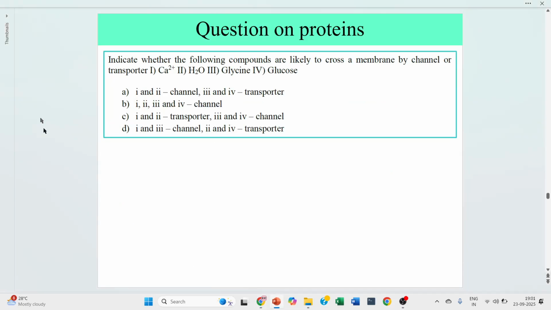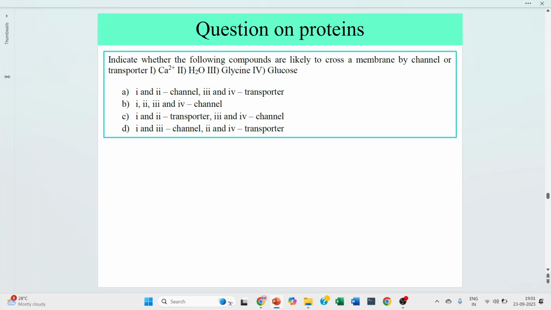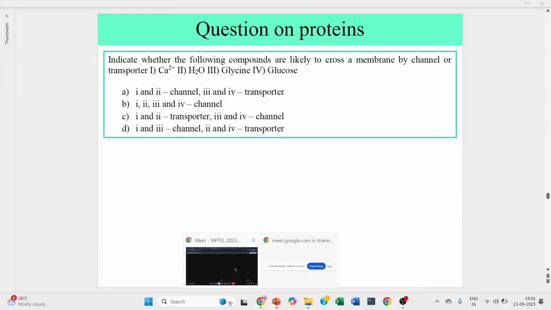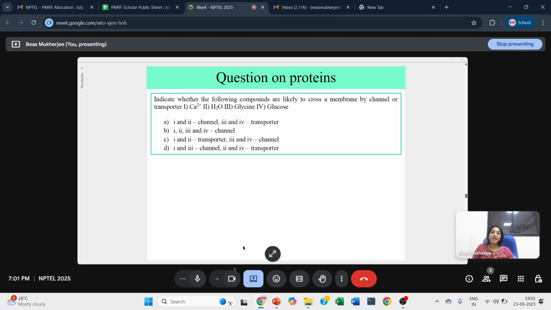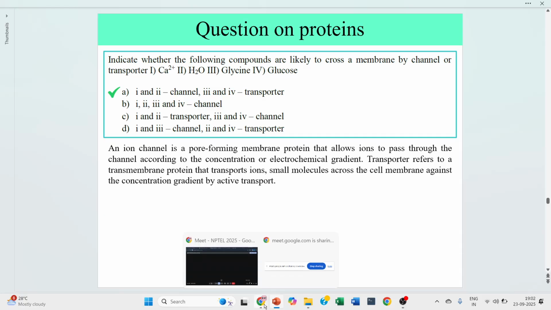Now there's another question. Okay, so we have one more question. Indicate whether the following compounds are likely to cross a membrane by channel or transporter: calcium ion, water, glycine and glucose. So, which of these are going to cross by a channel or transporter, based on the order of likelihood? So, the answer is A.